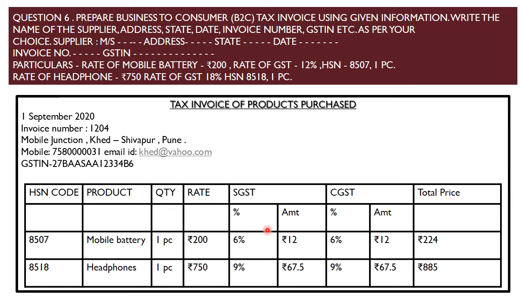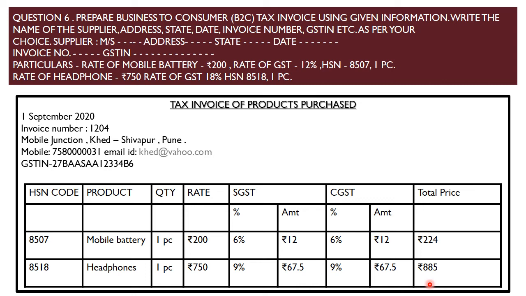Next two columns, that is the state GST and central GST. The calculations are what you just need to do. So the percentage 6%, 9%, both the places. 6% of 200 is rupees 12, and 9% of 750 is rupees 67.5. Same calculations for central GST also. And the total price will be 200 plus 12 plus 12, that is 224. Similarly, 750 plus 67.5 plus 67.5 will be rupees 885. So this is how the invoice will or should look like.